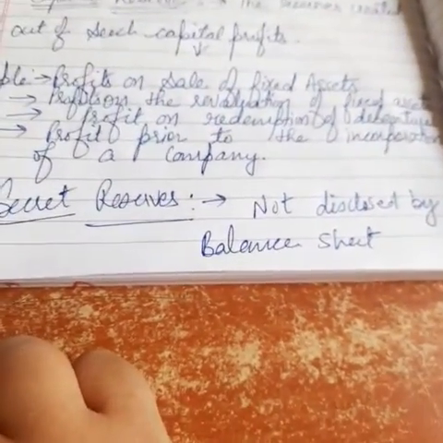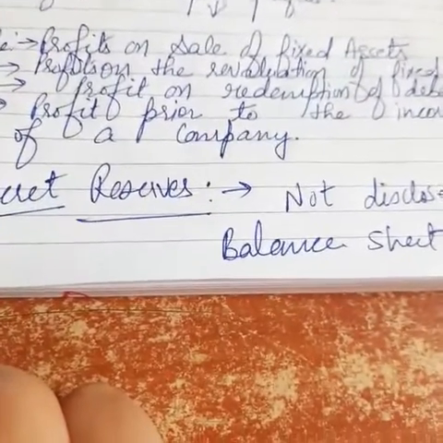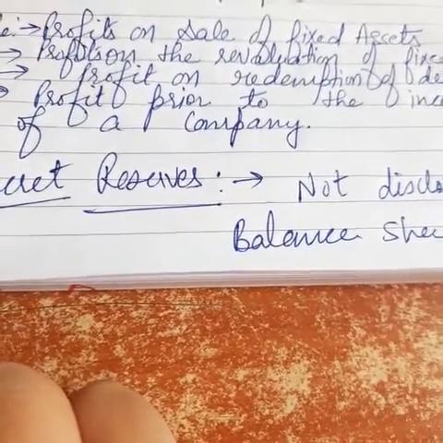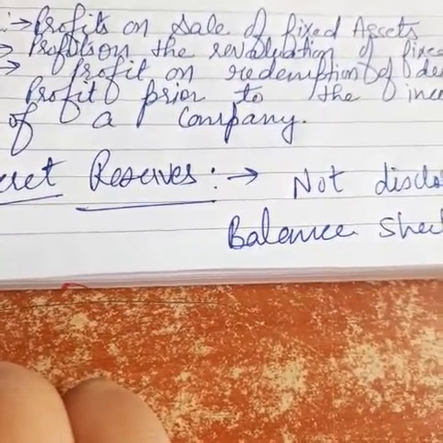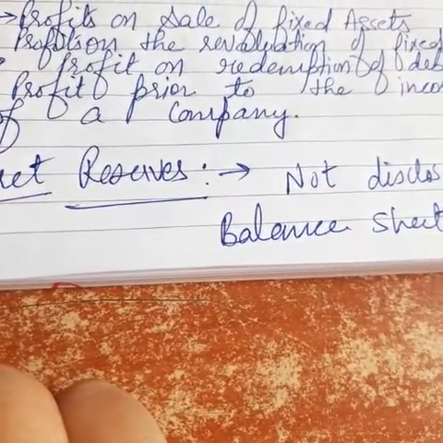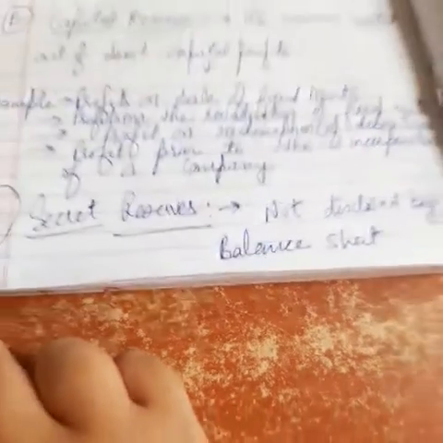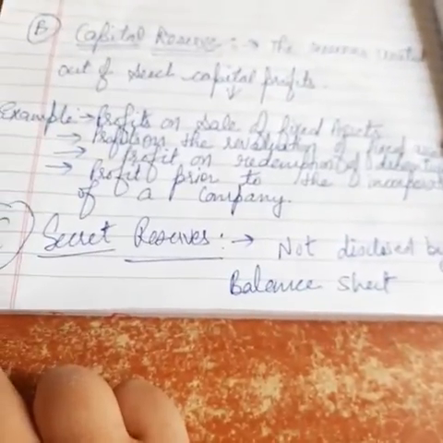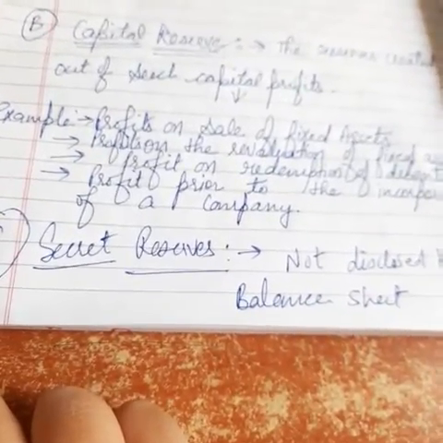They show liabilities higher, right? And assets lower, right? So their main motive is that they do not show the actual position, but rather a better position. So these are called secret reserves.